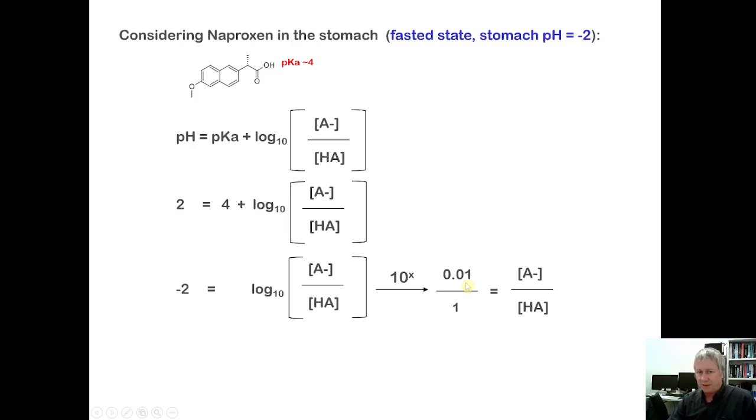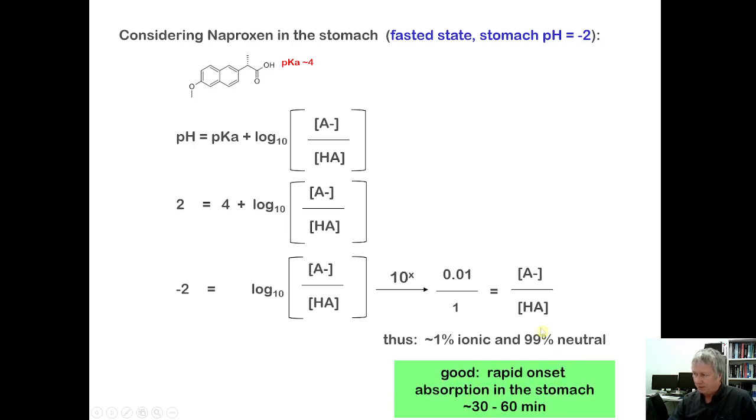And when we just consider the top as A minus and the bottom is HA, you'd say, well, basically you have about 1% ionic and 99% neutral, which is roughly the case. And that's actually pretty good. And it shows that this drug is pretty efficiently absorbed in the stomach because it's mostly neutral. Rapid onset absorption, and you get about 30 to 60 minutes before it's absorbed, so it's pretty effective, especially for a little painkiller type drug like this.